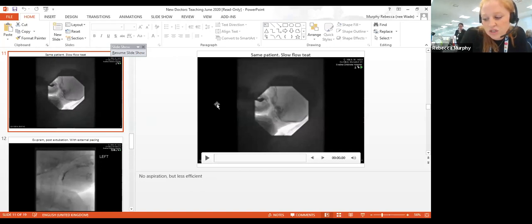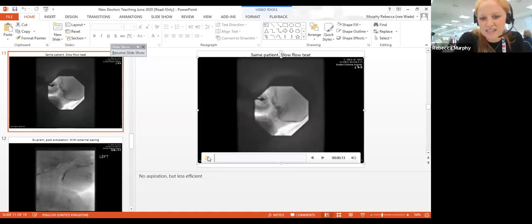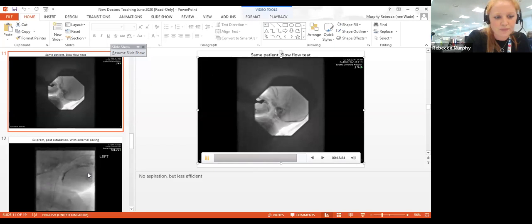So this is the same patient, but we put them on a slower flow teat. So we didn't see any aspiration, but they weren't as efficient. You can see here, they're taking lots of sucks in order to get a small bolus to swallow. And whilst there's no aspiration, which is great, it's not ideal, because they're working too hard and they're going to burn off all the calories that they're going to get from all of the sucking that they're doing. So it's not ideal.